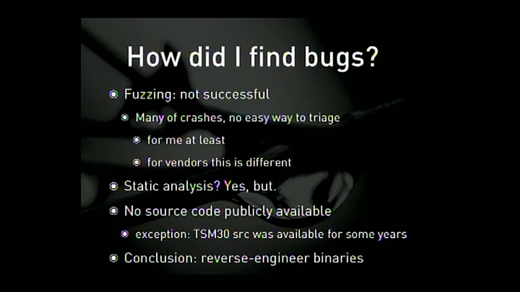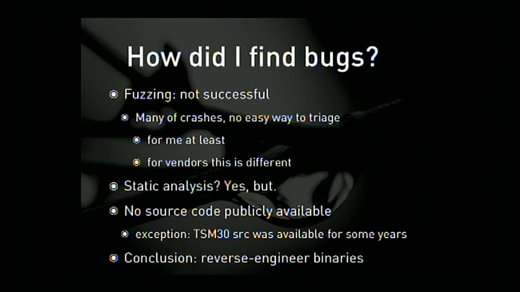For vendors, this is a different situation. Vendors can set up a testbed and shake out the low-hanging fruit with fuzzing. But for me, I didn't even know whether it was the same bug that I triggered with a mutated message. So it was static analysis, but the problem is there's no source code, right? There's one exception. There's an Italian phone, the Vitel TSM30.